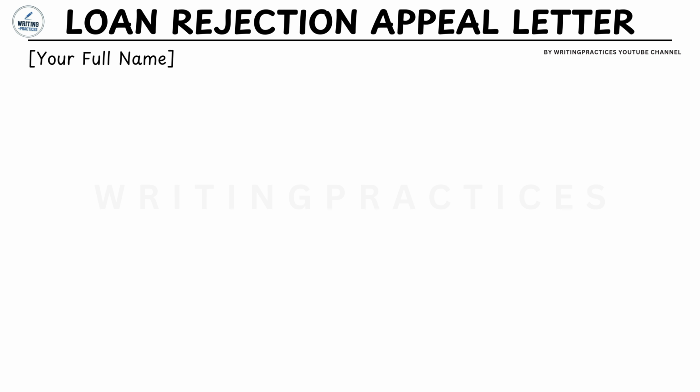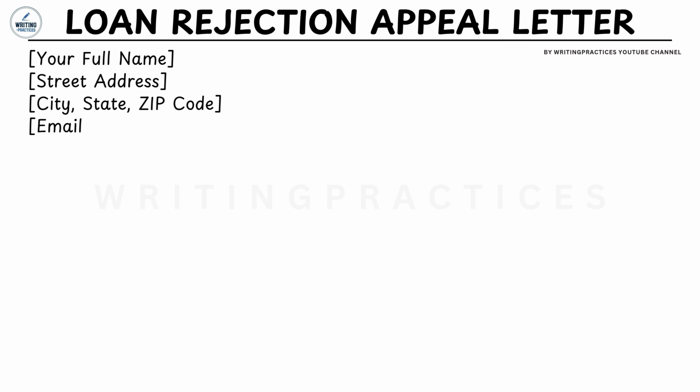But people often submit short emotional requests without directly responding to the lender's stated denial reason, overlook recent financial improvements that could strengthen their case, or forget to attach supporting evidence such as updated income verification, corrected credit information, or employment documents. So, here is how to write it.